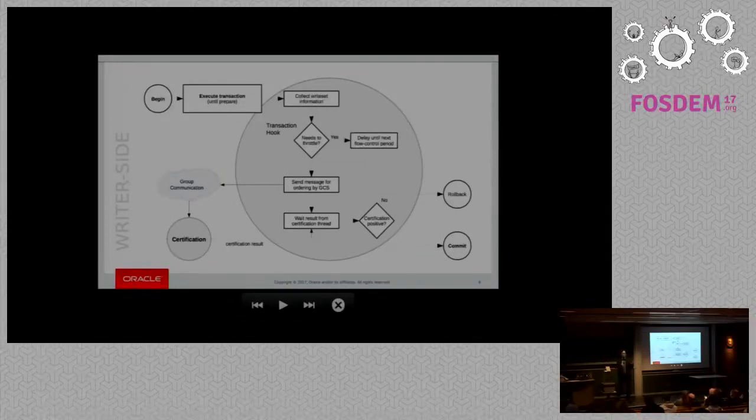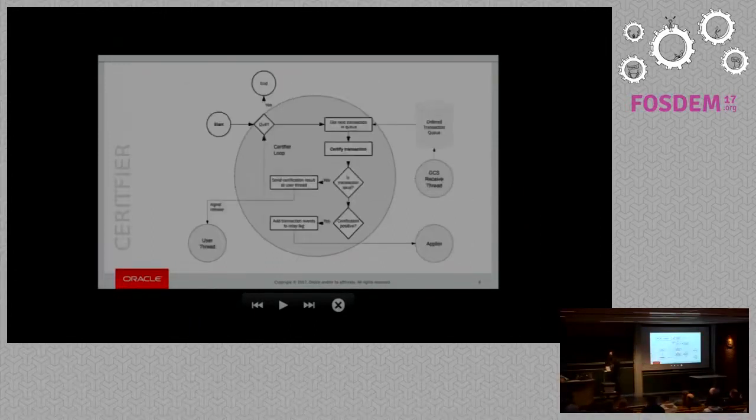Which also means that if someone traces what the application is doing to find out why group replication is slow, this is not where you'll be seeing it much. Okay. Because it would just send it to the network and then wait for something to happen outside.